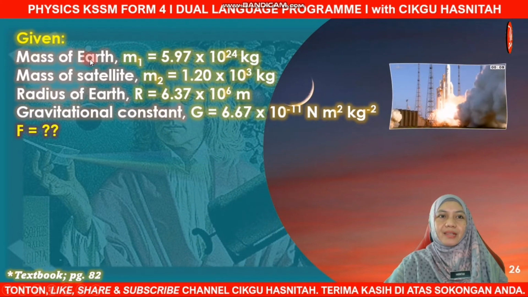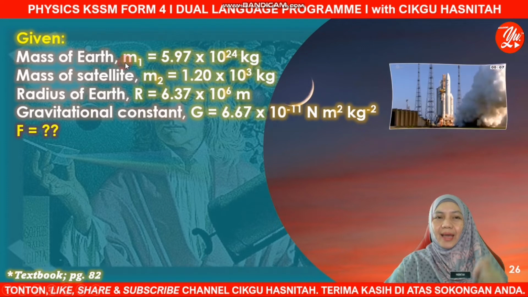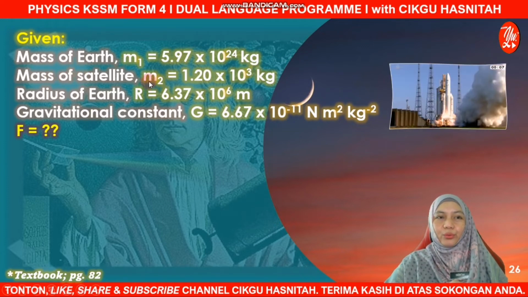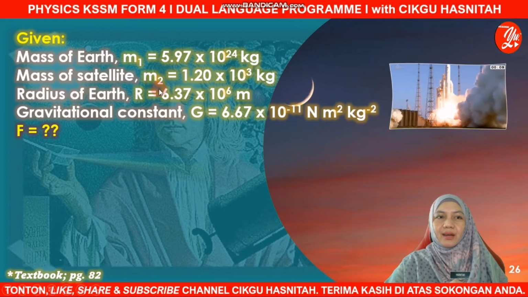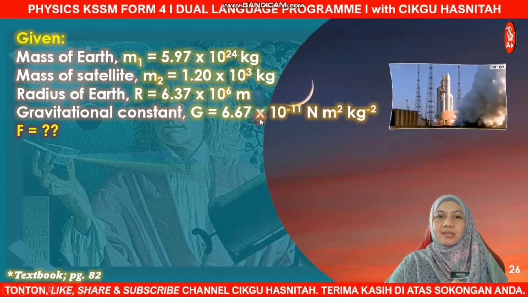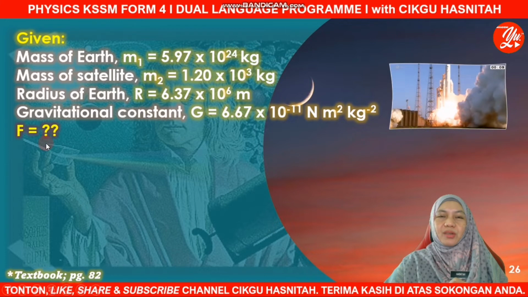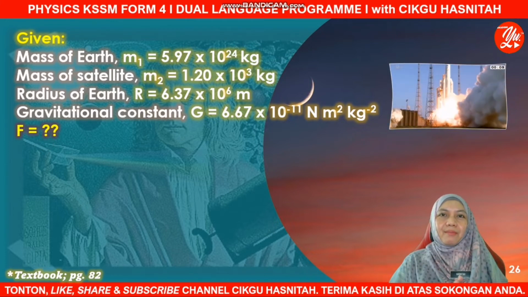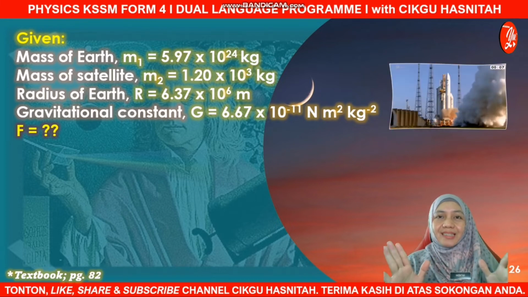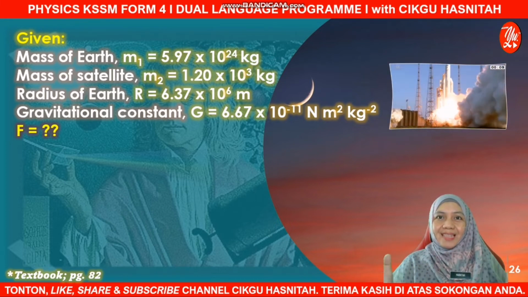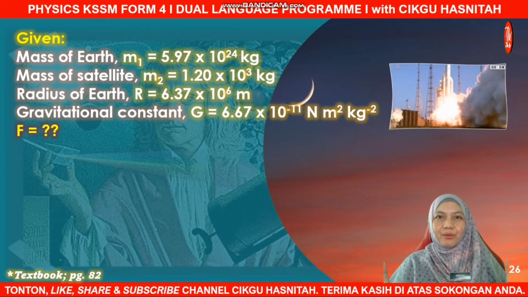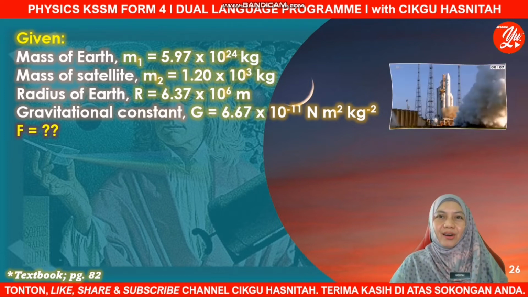Okay, you are given the mass of the Earth, which we label as M1, and the mass of the satellite represented by M2. And this is the radius of the Earth and the gravitational constant G. So we are looking for this F, the gravitational force. Remember, before the satellite was launched, where is it at? Very good. Before launching, the satellite will be on the surface of the Earth.